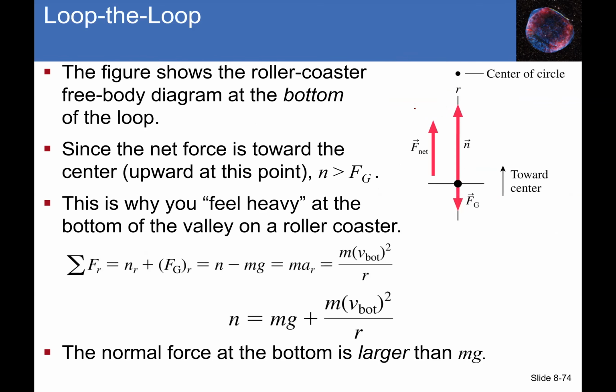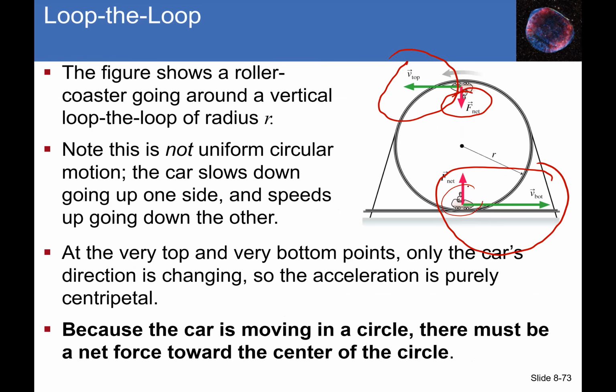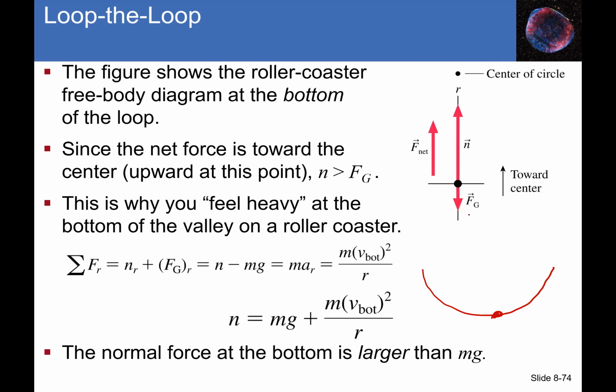Okay, so here's what happens at the bottom. When the roller coaster is at the bottom, think like this. See how the person is sitting? There's a normal force upward and then gravity downward. But technically the person is going around in a circle, which means that the force toward the center is stronger than the force opposite the center, which means the normal force is greater.